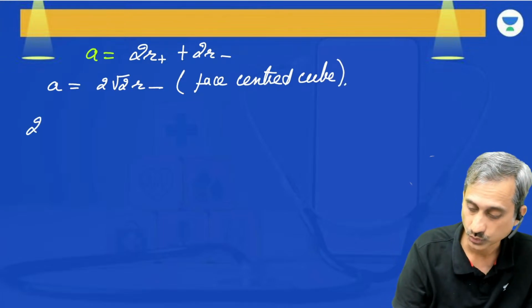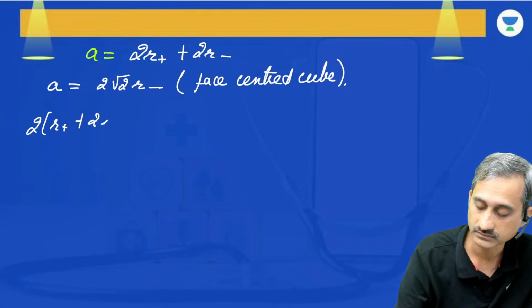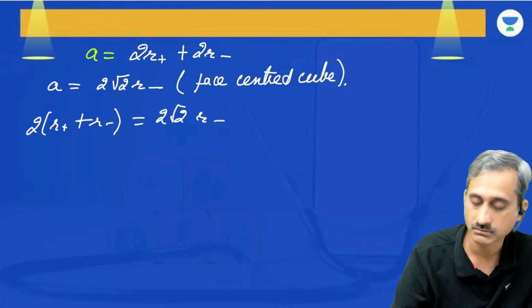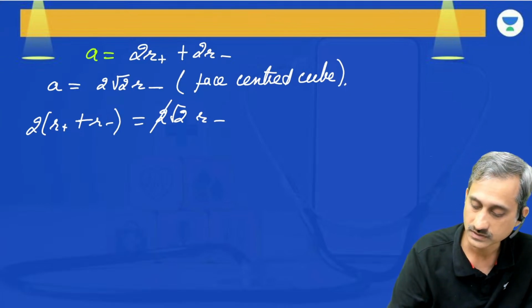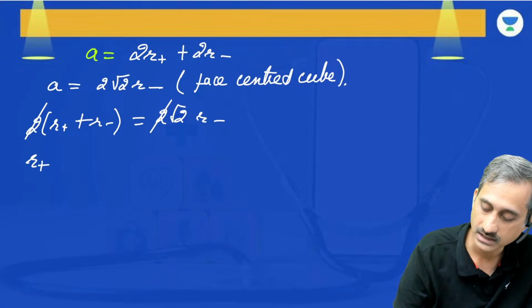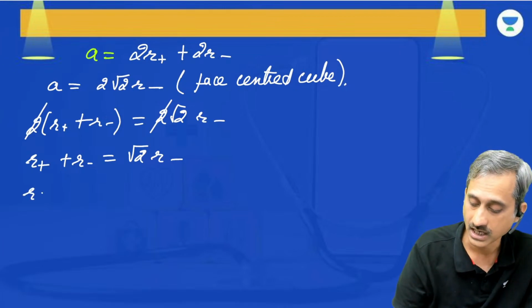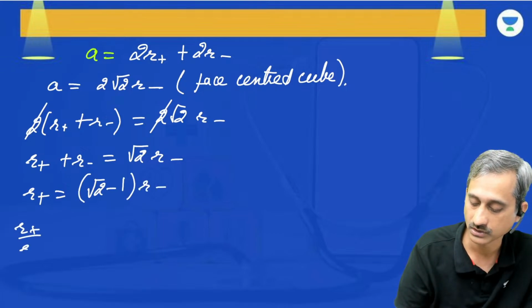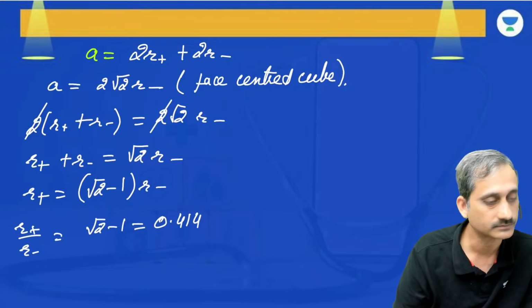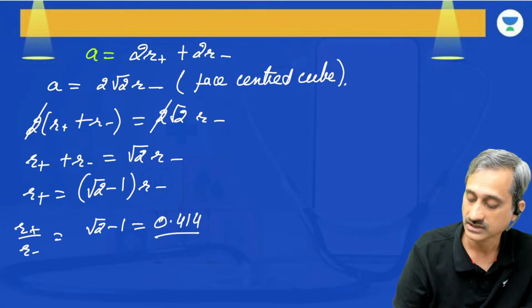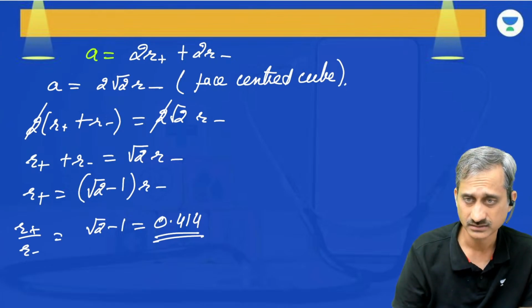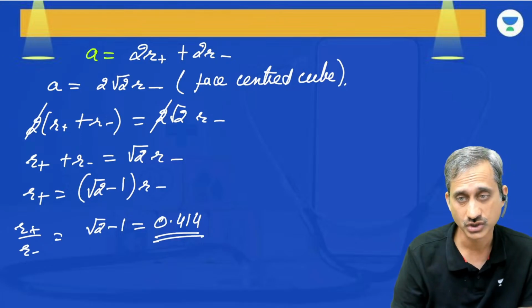Now, this twice of R plus twice of R minus would be equal to 2 root 2 R minus. So this twice goes, and we get R plus R minus is equal to root 2 R minus. So R plus would be equal to root 2 minus 1 R minus, and R plus upon R minus is equal to root 2 minus 1 is equal to 0.414. Okay, so this is the minimum size of the cation to occupy the octahedral void.